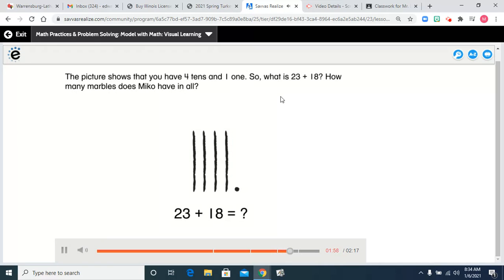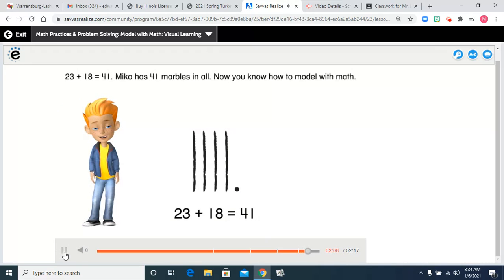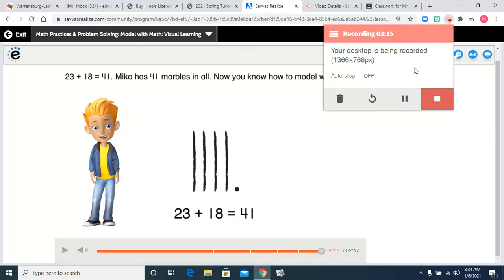So, what is 23 plus 18? How many marbles does Miko have in all? 23 plus 18 equals 41. Miko has 41 marbles in all. Now you know how to model with math. Okay, so that's what you're going to be doing today. You're going to be solving story problems using any strategy that you would like. Whichever strategy is easiest for you to help you solve these story problems, I'm fine with.